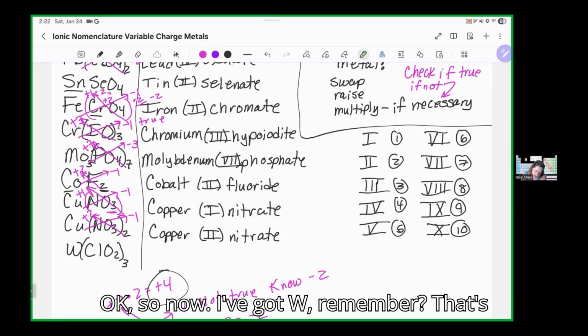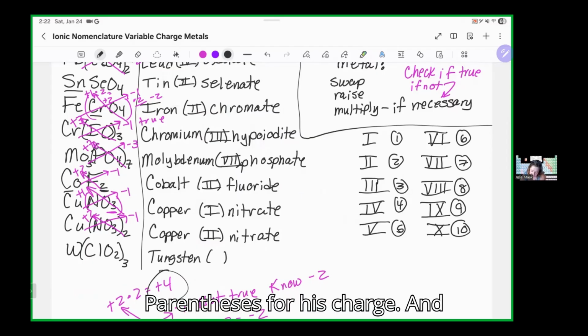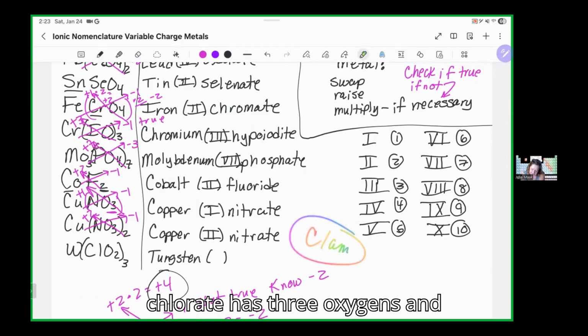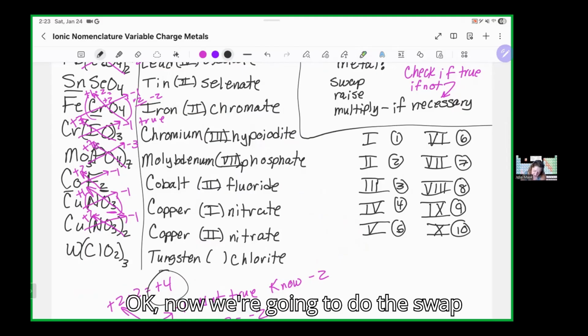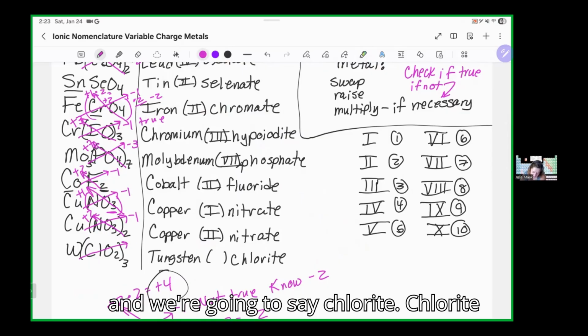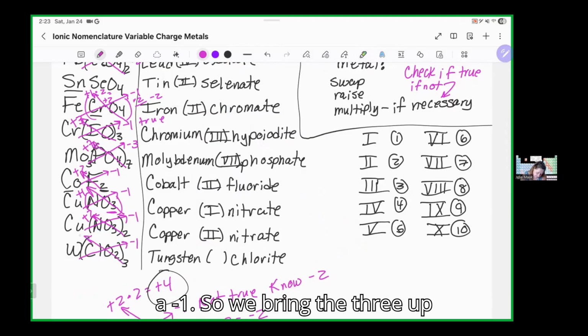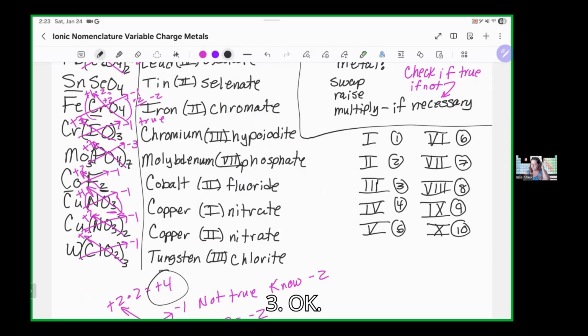Okay, so now I've got W. Remember, that's our tungsten, parentheses for its charge. And we know from chlorate that chlorate has 3 oxygens and a -1. So 2 oxygens, 1 less, that's chlorite. Okay, now we're going to do the swap, and we say chlorite is a -1, and that's true. Chlorite is a -1. So we bring the 3 up to the tungsten. So the tungsten is +3.